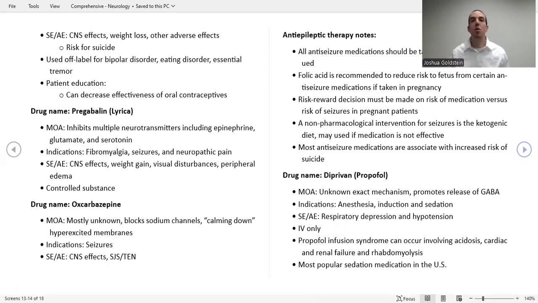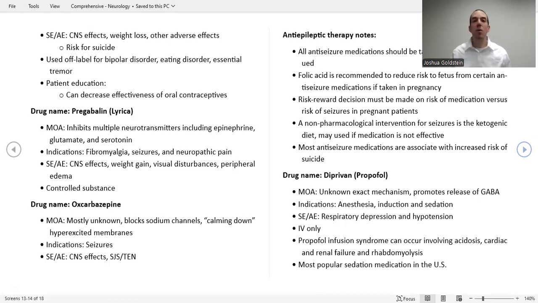So moving on to sedatives, we have propofol, the most used sedative in the United States. How does it work? We don't know exactly. We do know that it promotes the release of GABA. Again, GABA slows things down in the brain. How do we use this? It's used for anesthesia, both the induction of anesthesia and it's used for sedation. This medication does carry a risk of respiratory depression and hypotension, in fact, a pretty severe risk. If a patient does get too much of this, they will absolutely drop their blood pressure and drop their respiratory rate. This is definitely IV only.